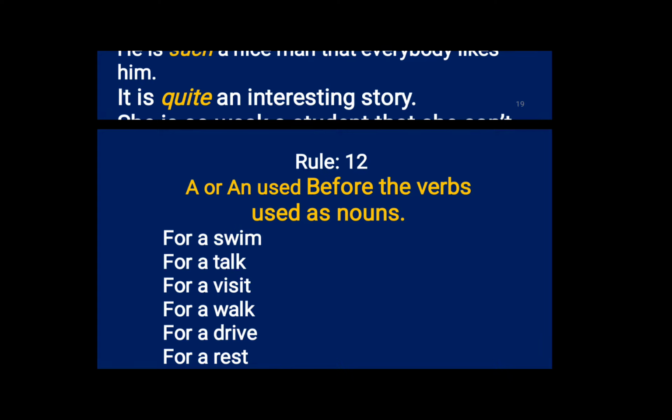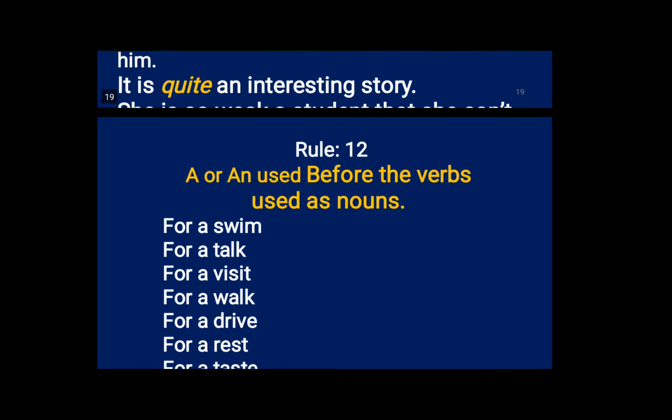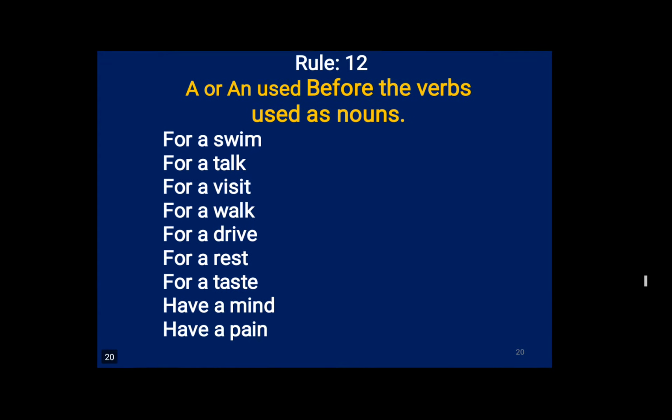Now coming to rule number 12. A or an are used before verbs used as nouns. So some verbs are used as nouns, and before such verbs we use the indefinite article, either a or an. For a swim. Swim is a verb, but here it's used as a noun.